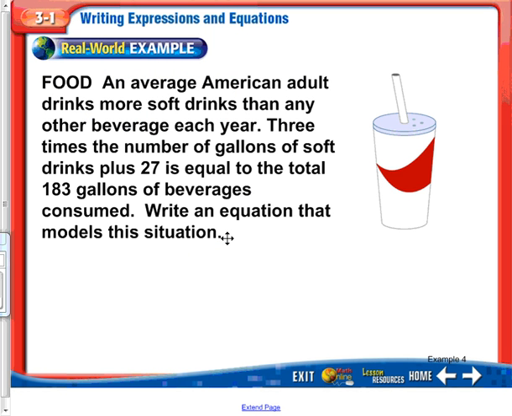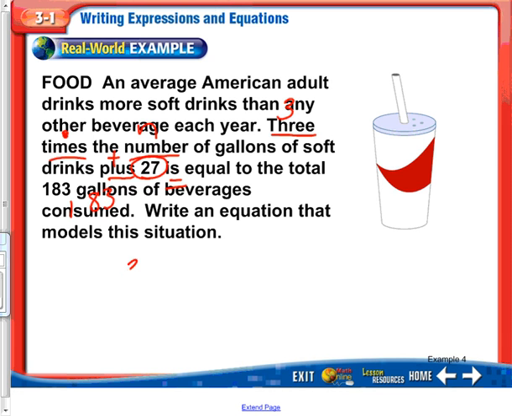An average American adult drinks more soft drinks than any other beverage each year. 3, so while I'm reading it, I'm going to start filling it in. So 3 times, okay, so I know I'm going to be multiplying, times the number, so that's n, 3 times the number of gallons of soft drinks plus, so I'm going to be adding 27, I'll just kind of circle that there, so that way I'm not getting all my numbers confused, is equal to the total number of gallons, which is 183.